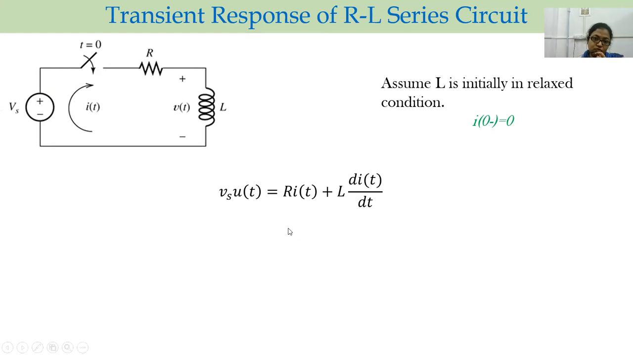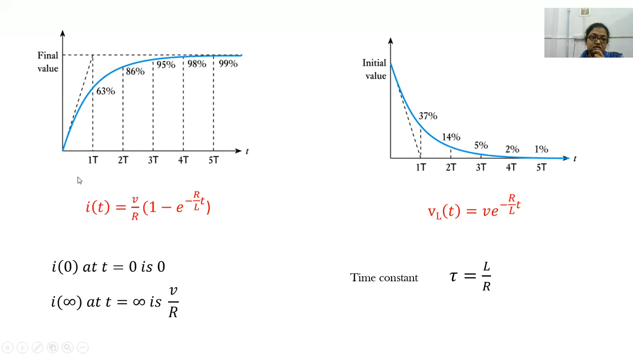We can solve it using the classical method also, but it will take time and the method will be lengthy. So it's better to apply the Laplace transform approach. After applying the Laplace transform, we will get I of s, and then again apply the inverse Laplace transform to find i(t). After doing all these steps, you will find this is your i(t): i(t) equals V by R into 1 minus e to the power minus R by L into t.